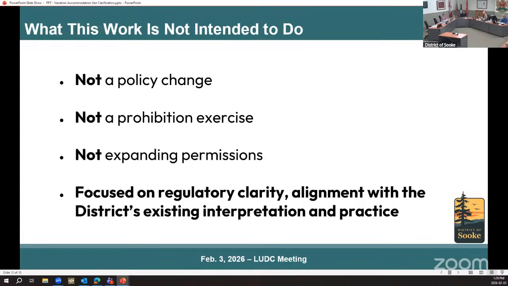And to be clear, this work is not intended to reconsider whether vacation accommodation uses are permitted in the district. The intent is clarification to improve alignment and predictability, as well as consistency with the provincial regulations and how the district has actively regulated the use under its existing zoning bylaw.